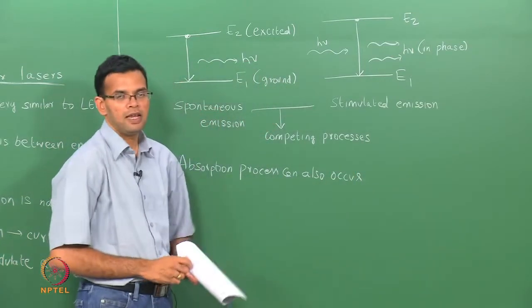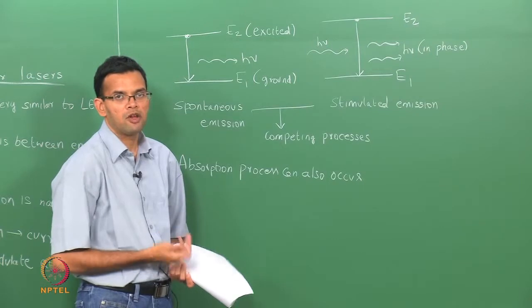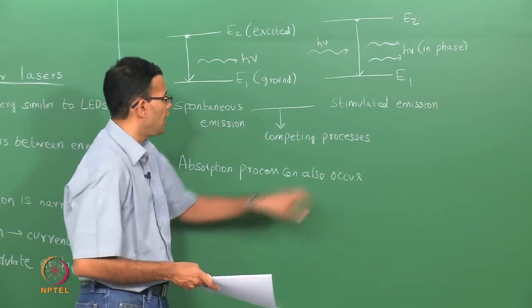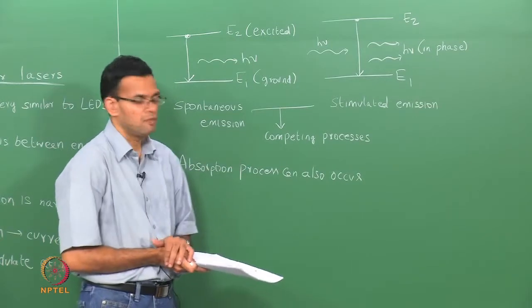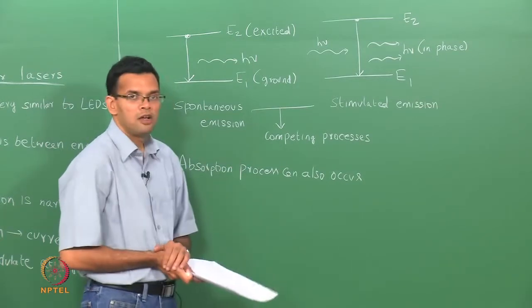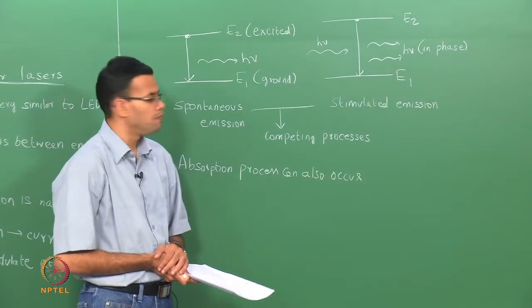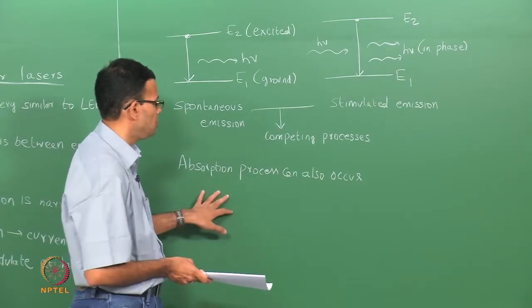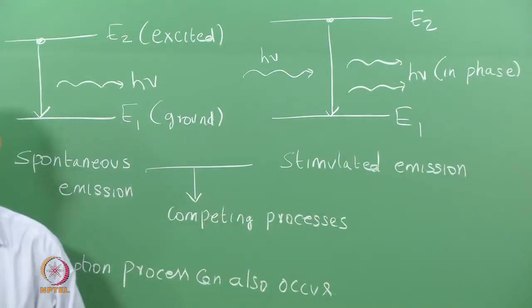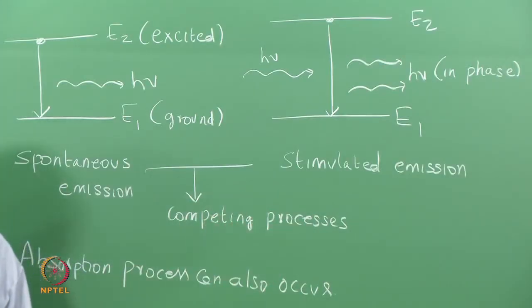So, in the case of a laser material, we have a number of competing processes. We have stimulated emission, we have spontaneous emission, and we have absorption. For an ideal laser material, we want to suppress the spontaneous emission and absorption, and at the same time promote stimulated emission.